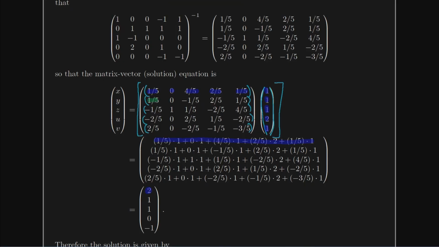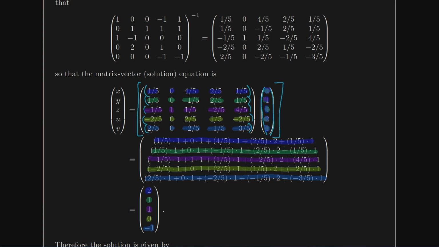You can then do the second row, 1/5 times 1, 0 times 1, negative 1/5 times 1, 2/5 times 2, 1/5 times 1. Add all those together, you end up with a 1. Third row, negative 1/5 times 1, 1 times 1, 1/5 times 1, negative 2/5 times 2, 4/5 times 1. Add all of those together, you end up with a 1. And then you take the fourth row, negative 2/5 times 1, 0 times 1, 2/5 times 1, 1/5 times 2, negative 2/5 times 1. Add all of those together, you get a 0. And then finally the last row, 2/5 times 1, 0 times 1, negative 2/5 times 1, negative 1/5 times 2, negative 3/5 times 1. Add all of those together, you end up with negative 1.